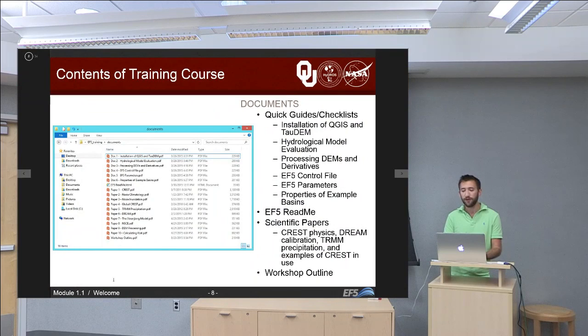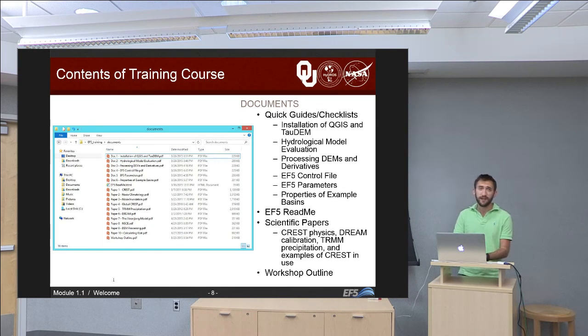Inside the documents folder, you have several quick guides and checklists that contain the top 6 skills that we think are important to learn from the training. So once you've gone through all of the training videos and done all of the examples, if you come back to EF5 later and you need a quick refresher, a good place to start would be the documents folder with those quick guides and checklists.